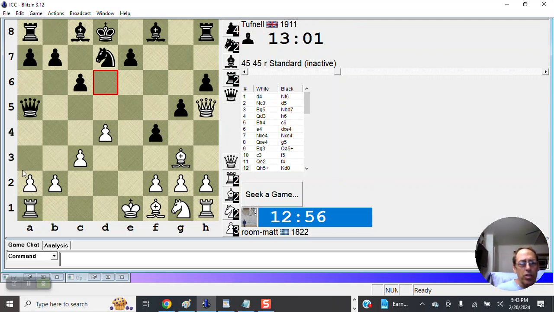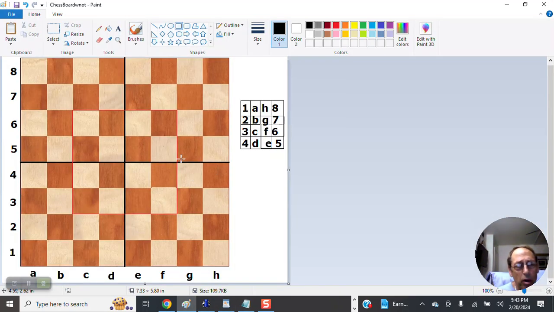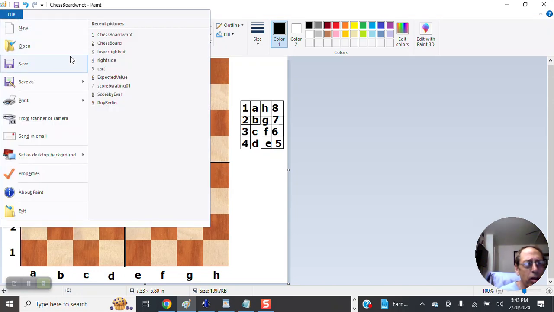So going back to an image of a chessboard, after you do this, let's try to get to the point where you can do it. Maybe you have a wooden chessboard.